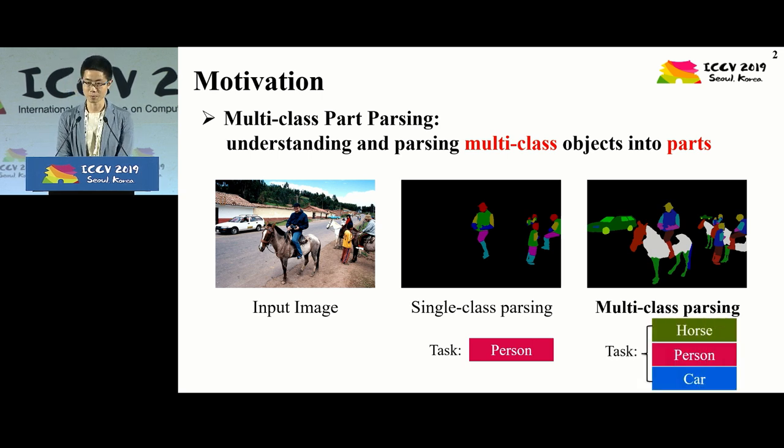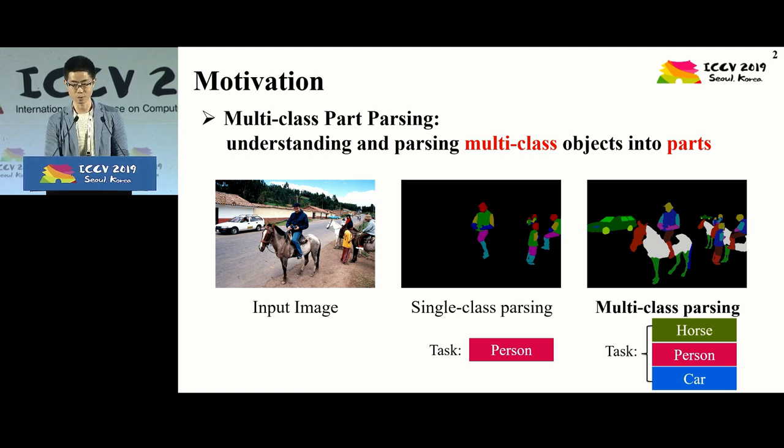However, multi-class part parsing parses all the objects that occur in the image. For example, we need to parse the house, the person, and the cars in the third image. And it will motivate the understanding of the image and the interaction of the world.